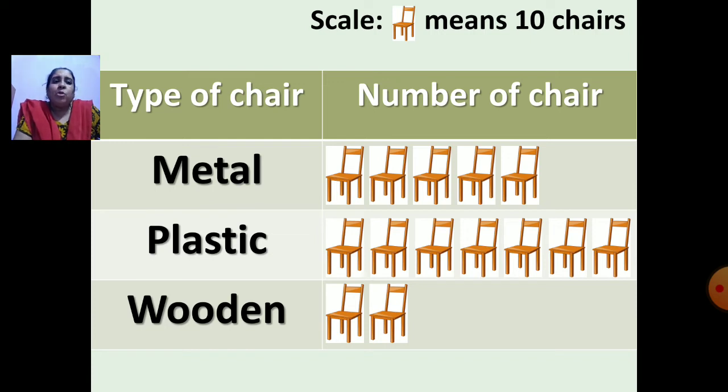Right. Now, if I ask you how many total chairs there are in this picture, how will you calculate? 5 plus 7, 12. And 12 plus 2, 14. Okay. And how many total chairs will you calculate? 14 multiplied by 10. So how many chairs are shown in this picture? 140 chairs. Okay. Total number of chairs is how many? 140 chairs. Understood? So this way you have to calculate and find the answer in a pictograph. Now let us do the first question.